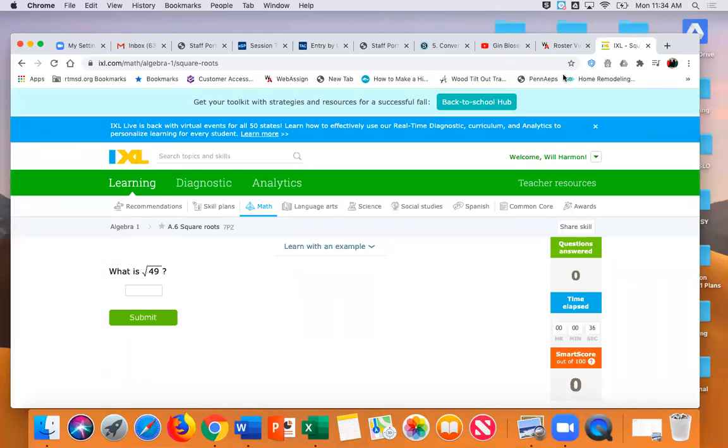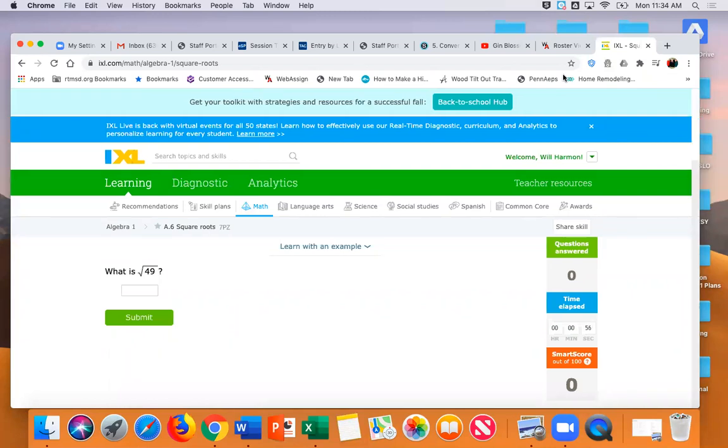All right, real quick, who can tell me what a square root is? Who can describe it to me? Like, what does it mean when I'm taking the square root? Nobody? Nobody can tell me what it is?